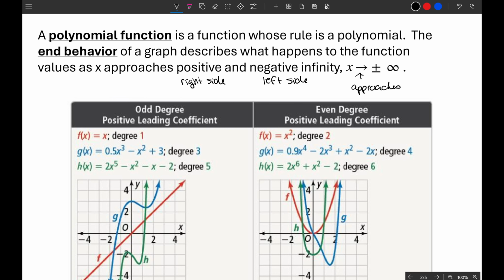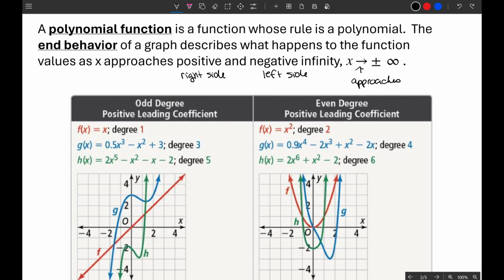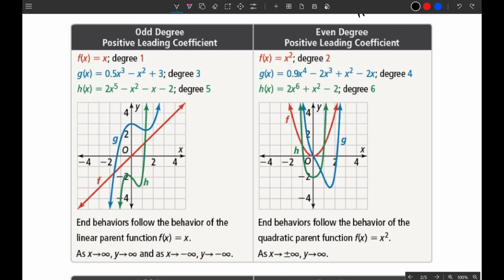So as x approaches positive infinity, which is the right side, and negative infinity, which is the left side, you're going to look at your degree and your leading coefficient. If the degree is odd, that means the ends of your graph are either going to be down on the left and up on the right, or up on the left and down on the right.